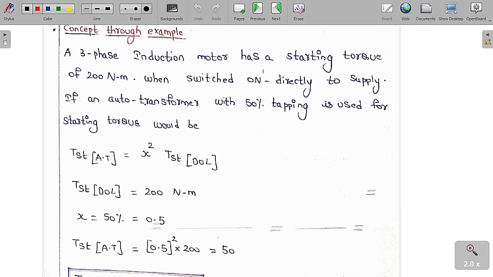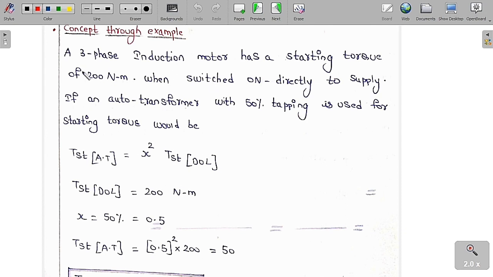A three-phase induction motor has a starting torque of 200 Newton meter when switched on directly to supply. If an auto transformer with 50% tapping is used for starting, the torque would be? Suppose in the question a three-phase induction motor is given. DOL means direct online, so we can say the stator is connected in delta fashion. DOL means the stator is always connected in delta.